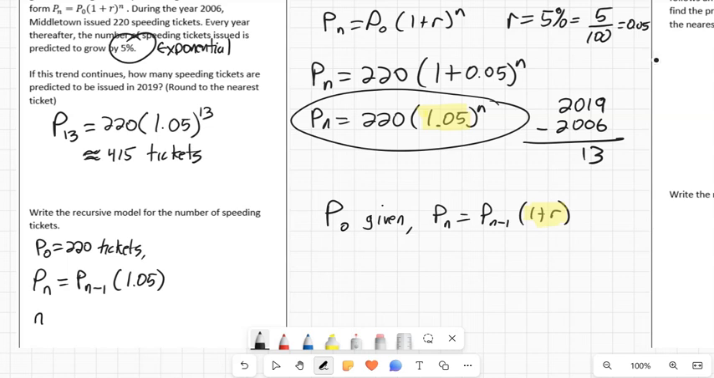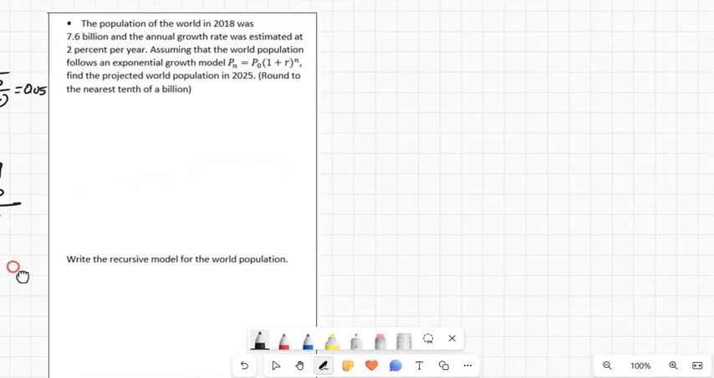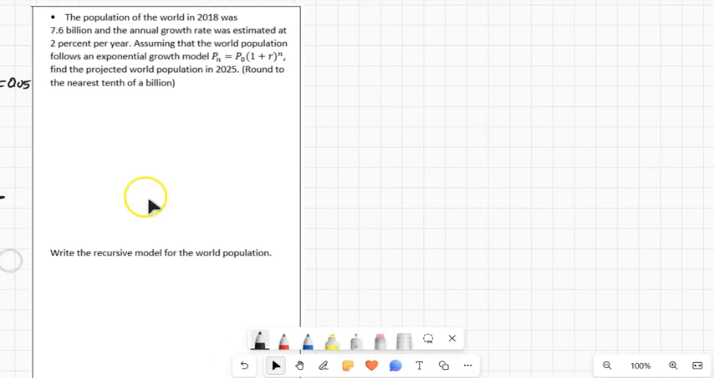And then we can say n is the number of years after, and this all started in 2006. So if we provided that information, they would know 220 is from 2006 and how to find anything after that with the recursive model. All right, now it's your turn. See what you come up with. So pause the video and work this out, and I'll be right back.